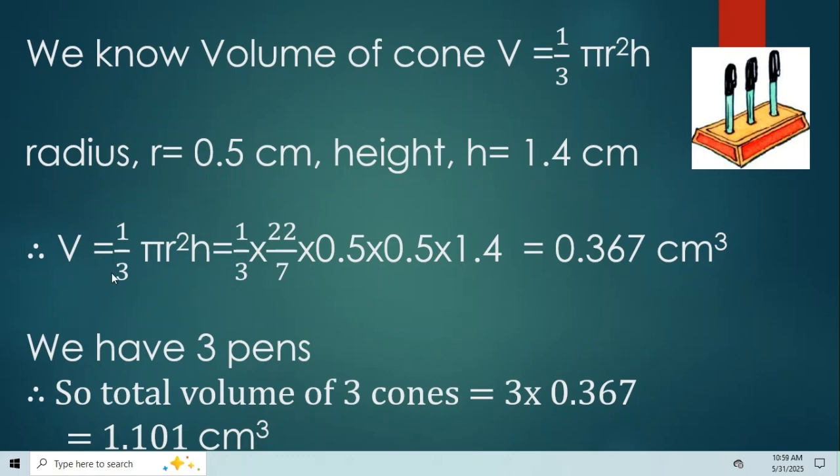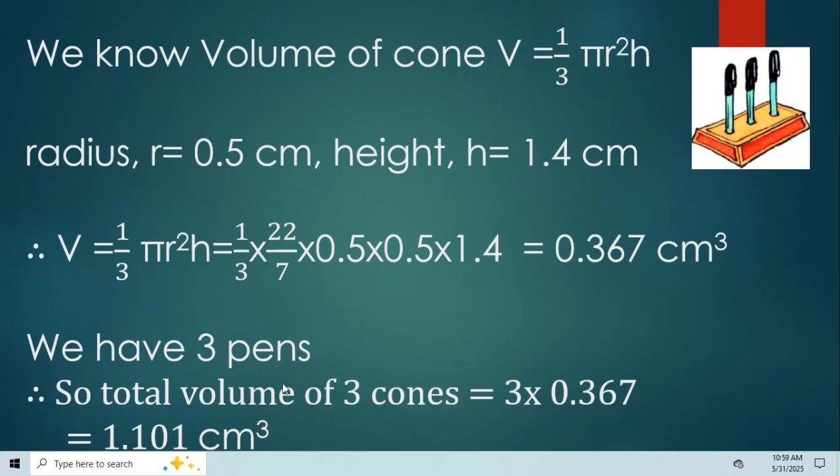So the volume of each cone is equal to 1 by 3 pi r square h. So 1 by 3, pi value 22 by 7, r square means 0.5 into 0.5 radius, into 1.4. After simplification, how much did we get? We got 0.367 cubic centimeters. This is the volume of one conical depression, but we have three conical depressions to hold pens.